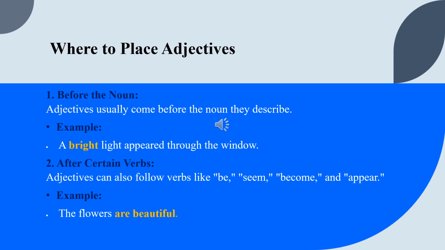The second position where we put adjectives is after certain verbs. So adjectives follow verbs like the verb to be, seem, become, and appear. Look at the example. The flowers are beautiful. So, beautiful comes after the verb to be, are.